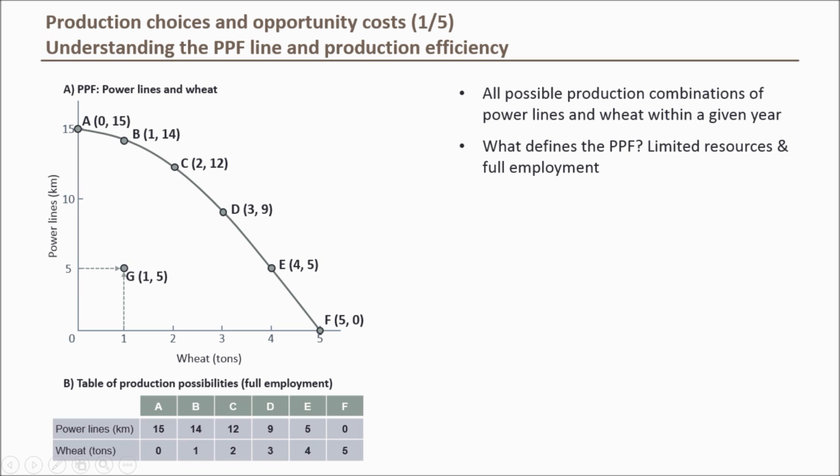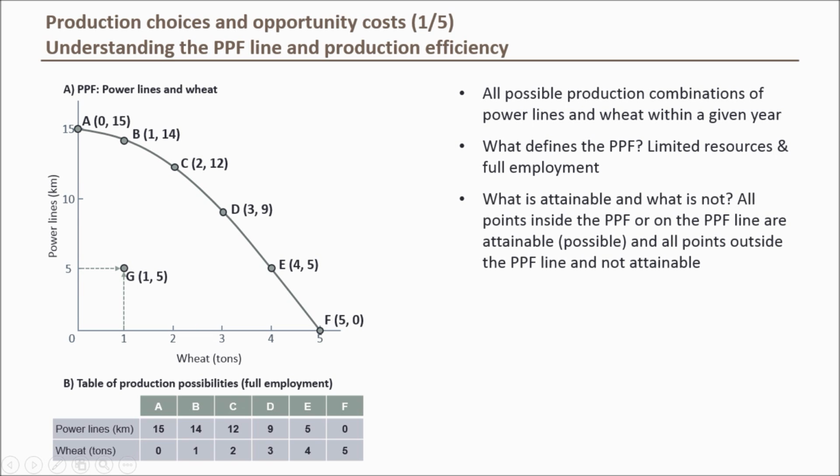Because the points on the PPF curve we have just drawn represent production allocations where there is full employment, our economy cannot produce more of one good without reducing the production of the other good. For example, at point C, the economy is using all of its productive resources to produce 2 tons of wheat and 12 kilometers of power lines per year. But what if the economy wants to produce an extra 2 tons of wheat? This would be point H.